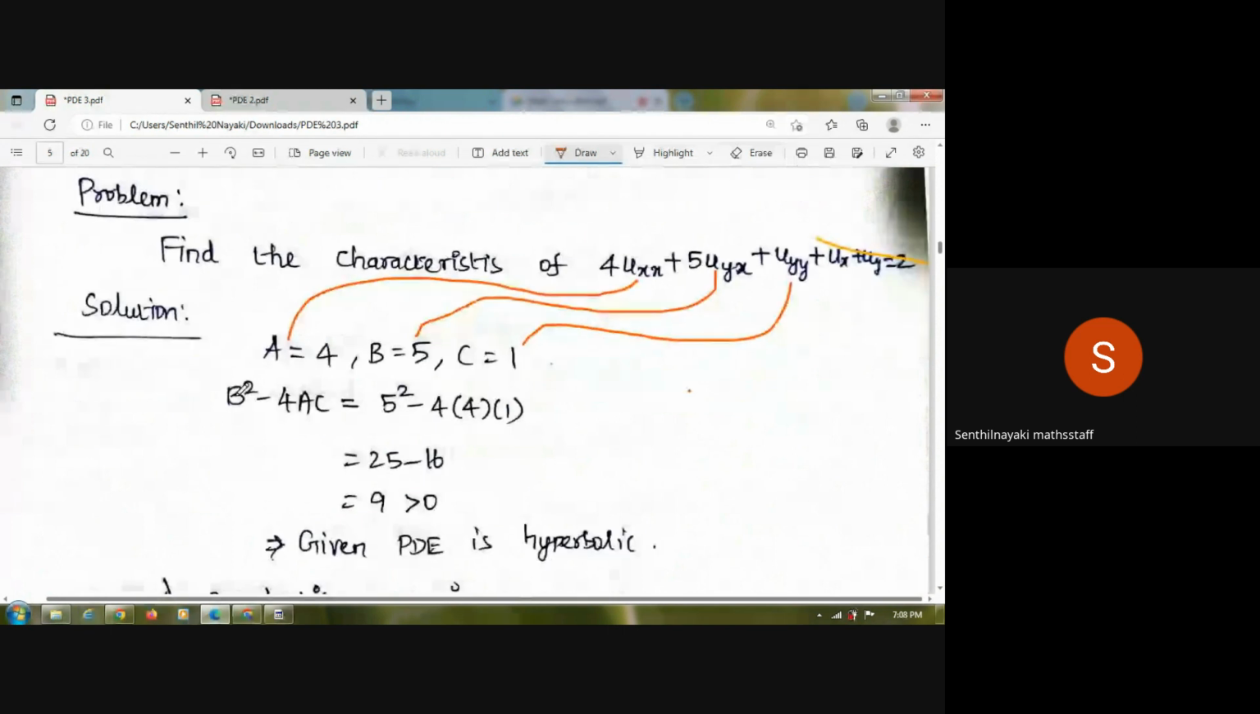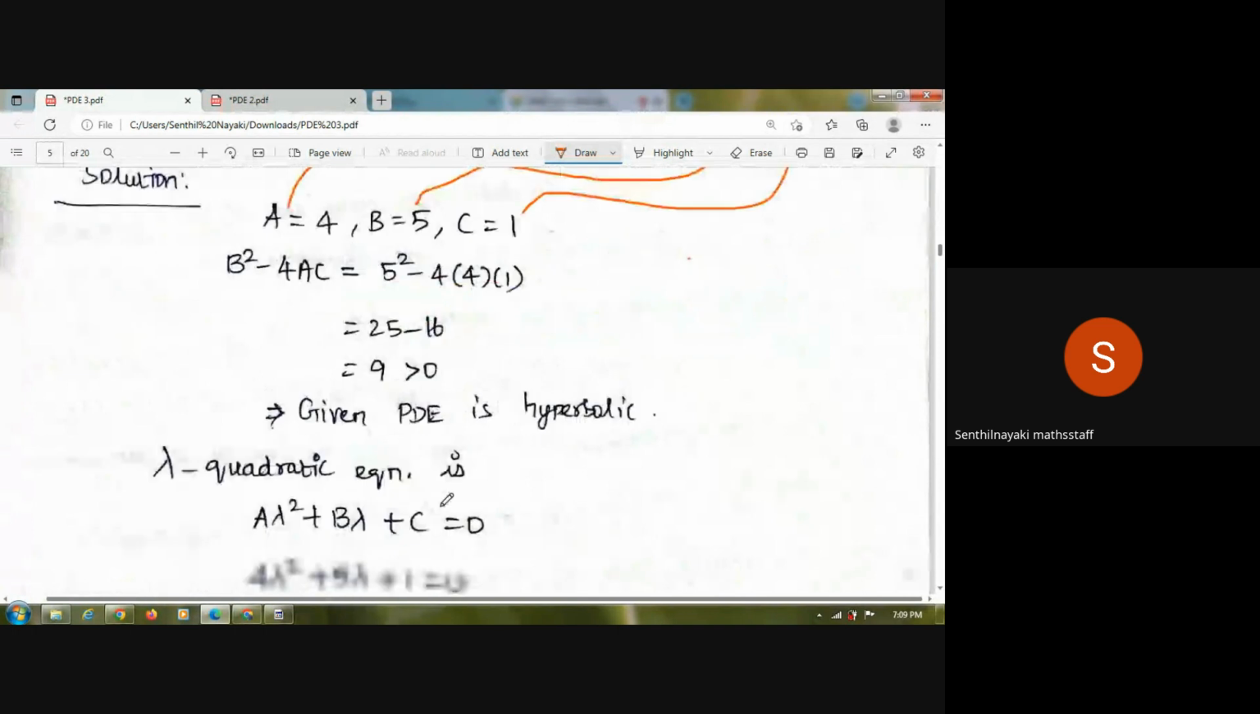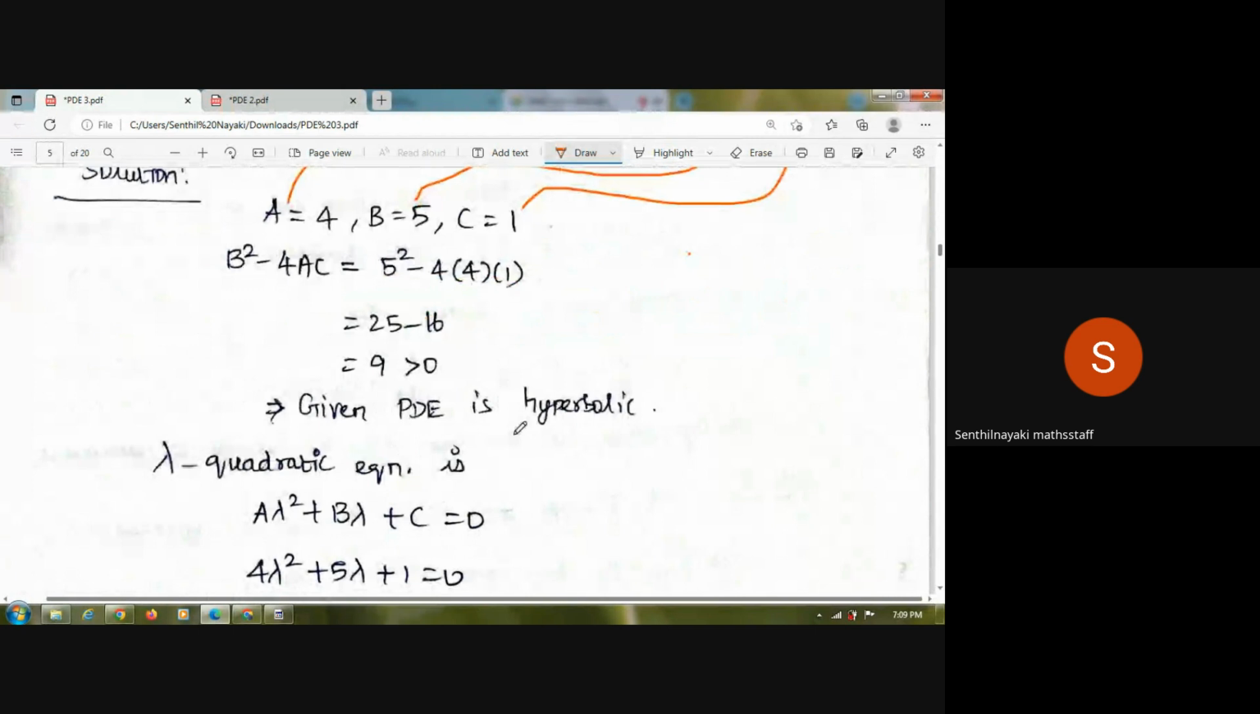Next we have to find the b square minus 4ac value. B square minus 4ac means b value is 5, therefore 5 square minus 4, a value is 4, c value is 1. Therefore 5 square is 25, 4 4s are 16, 25 minus 16 is 9. So this is greater than 0, therefore the given PDE is hyperbolic. So hyperbolic means the square root value becomes positive. B square minus 4ac is positive. So we get two distinct real roots. Okay. If you carefully follow my lecture, then you can easily understand and you can easily solve this type of problem in the exam.